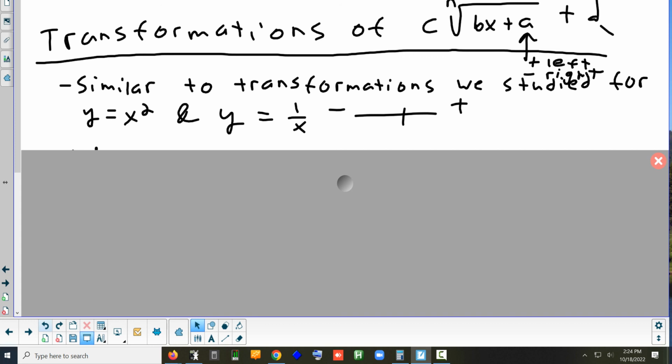Now D is a shift as well. But what direction do you think D would shift you? Up or down, and that one is what you would expect. Positive is up, negative is down.